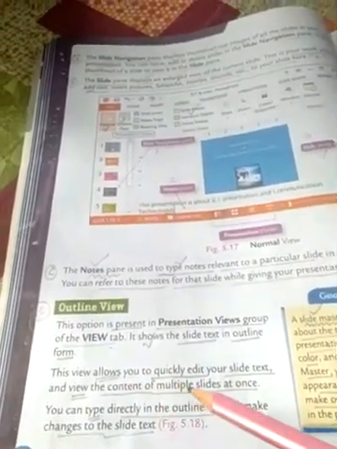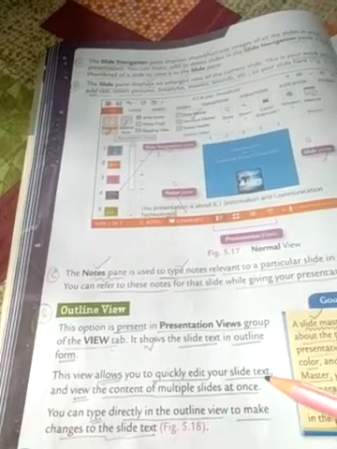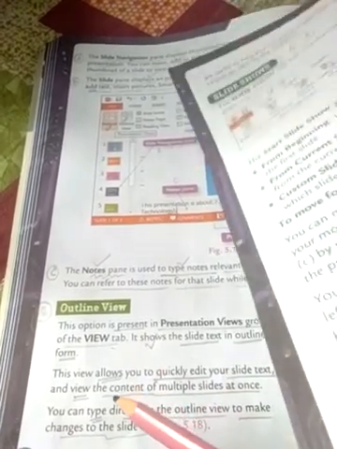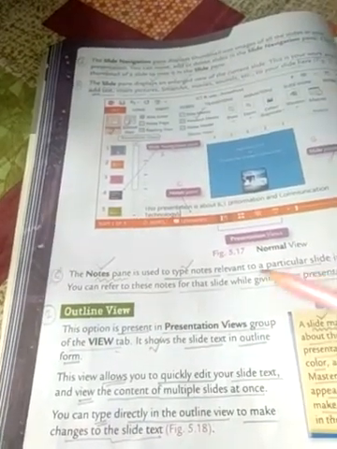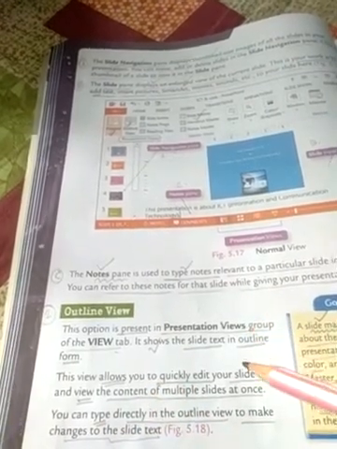Number one, it allows us to quickly edit the slide text. It helps to view the content of multiple slides at once, and it also helps in typing in the outline view to make changes to the slide text.